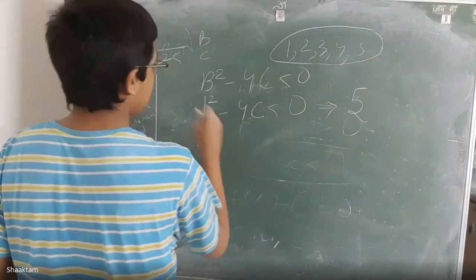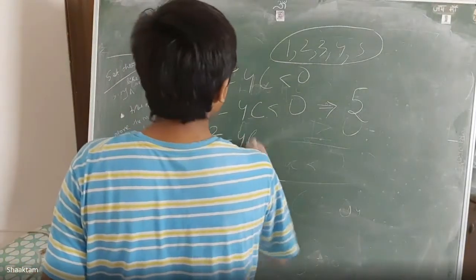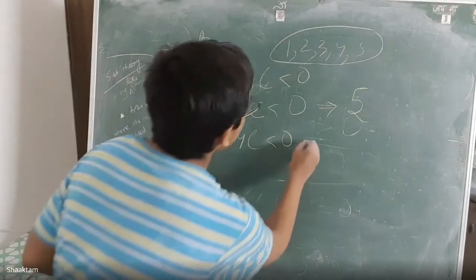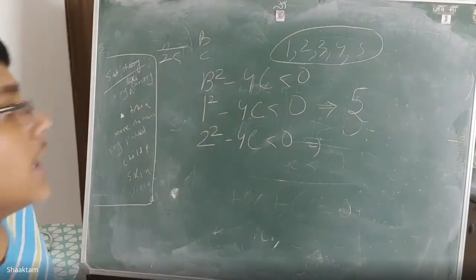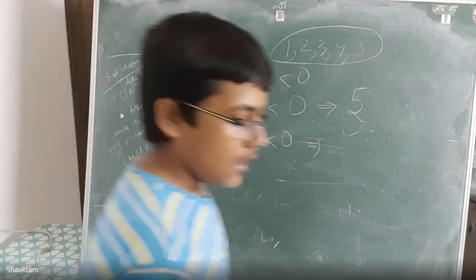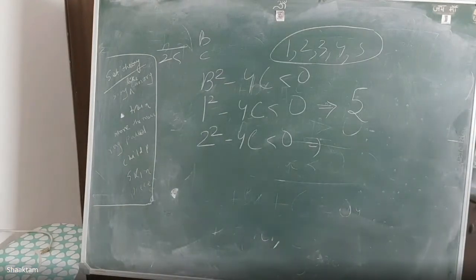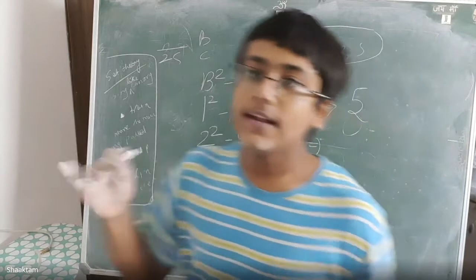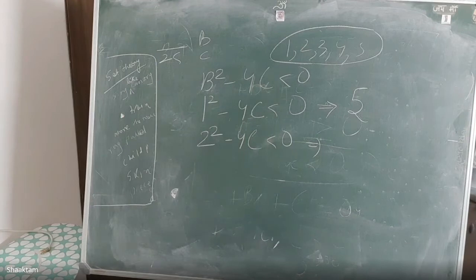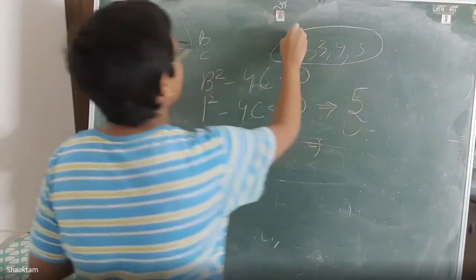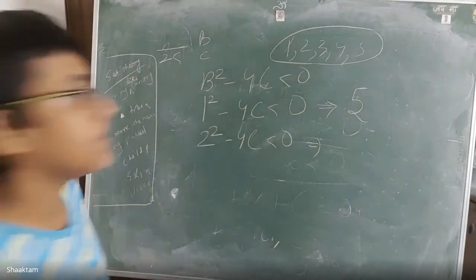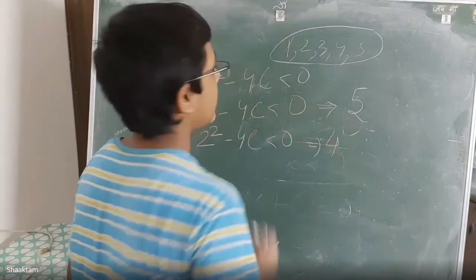Now let me put B equal to 2. So 2 square minus 4C has to be negative. Now, the problem is 2 square is 4, but if I place C equal to 1, then it will be 0. But the question is asking for it to be only negative and nothing else. That means we cannot take C value 1, because that is not what we want. So 2, 3, 4, 5 will satisfy. Here we'll get 4.